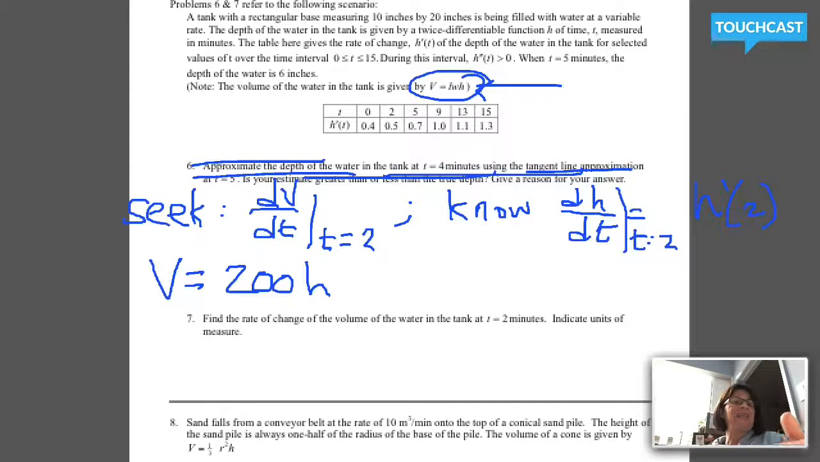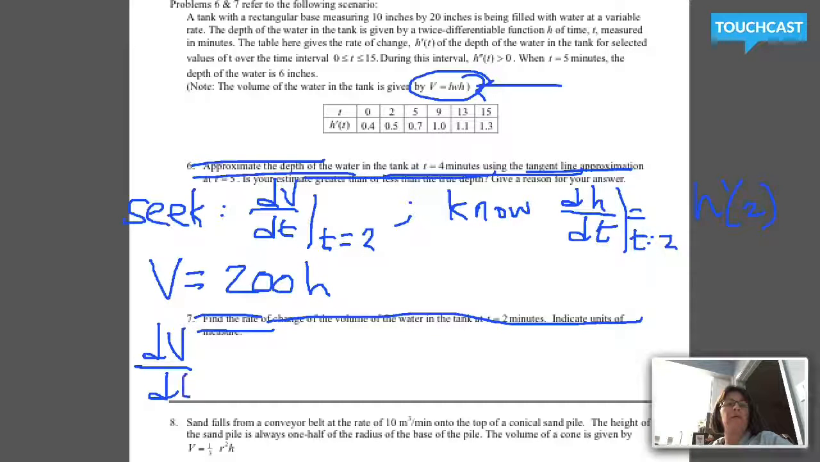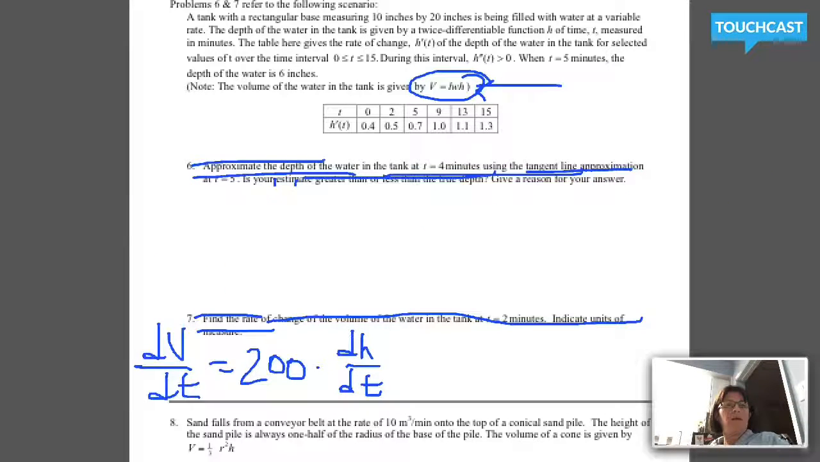So now I need dV/dt, that was the thing that I wanted, and that's not so bad because I can take the derivative of both sides of this equation with respect to time. I'm just continuing my work here. So the derivative of V with respect to t is called dV/dt. The derivative of 200h with respect to h is 200, but the derivative of 200h with respect to t is 200 times dh/dt.